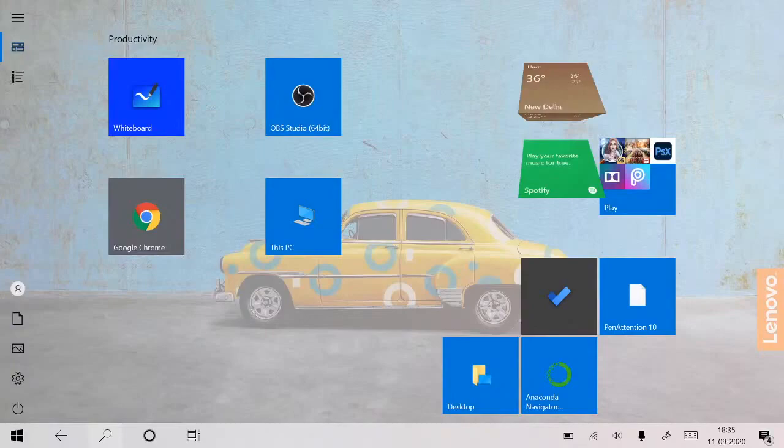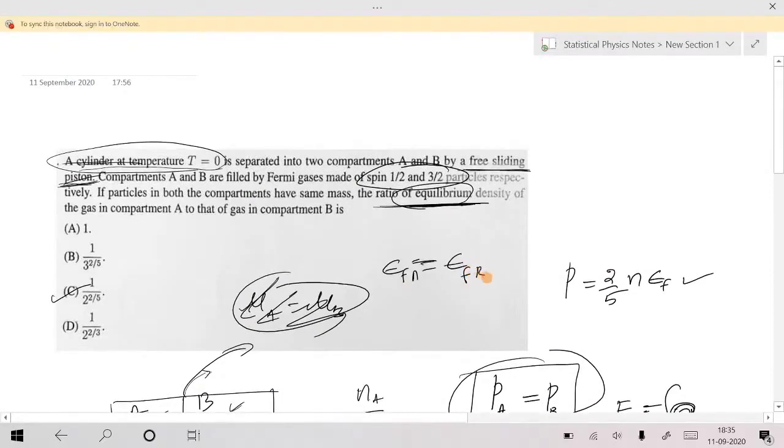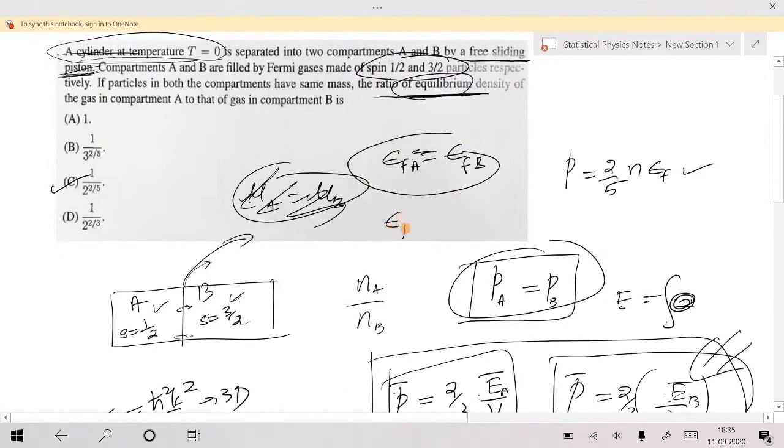So this is the problem with the Windows. Wait a second. What I'm thinking is, if this happens, EF for A is equal to EF for B. This would happen if they are in chemical equilibrium. Then it would have been quite easy, because you know EF is proportional to n by V whole power 2 by 3 in case of 3 dimension, our ordinary non-relativistic dispersion relation. Am I right? And you might have made use of this one.